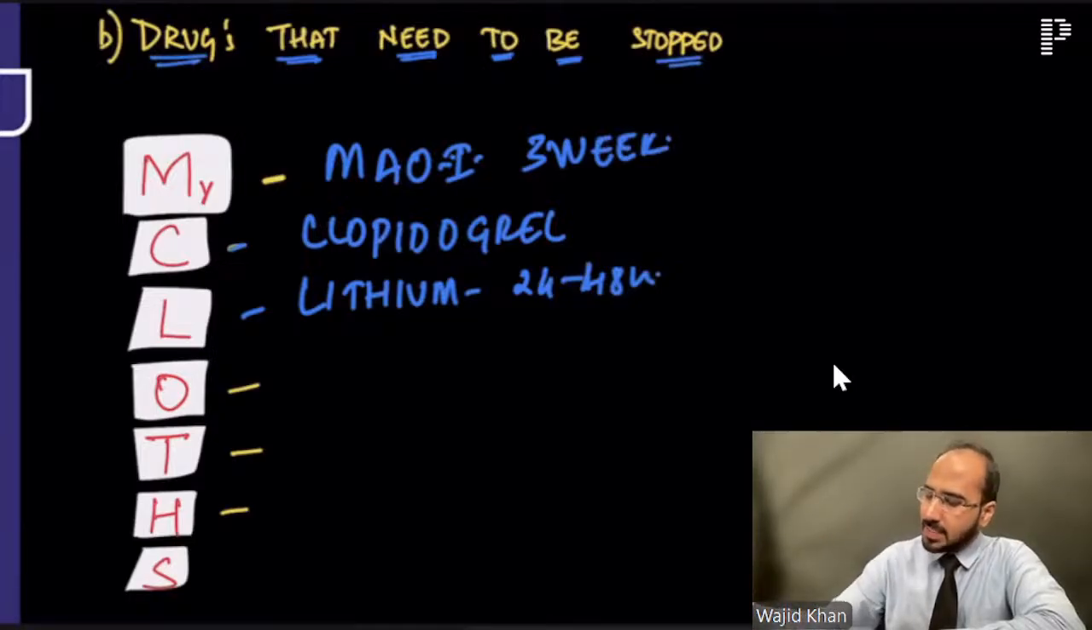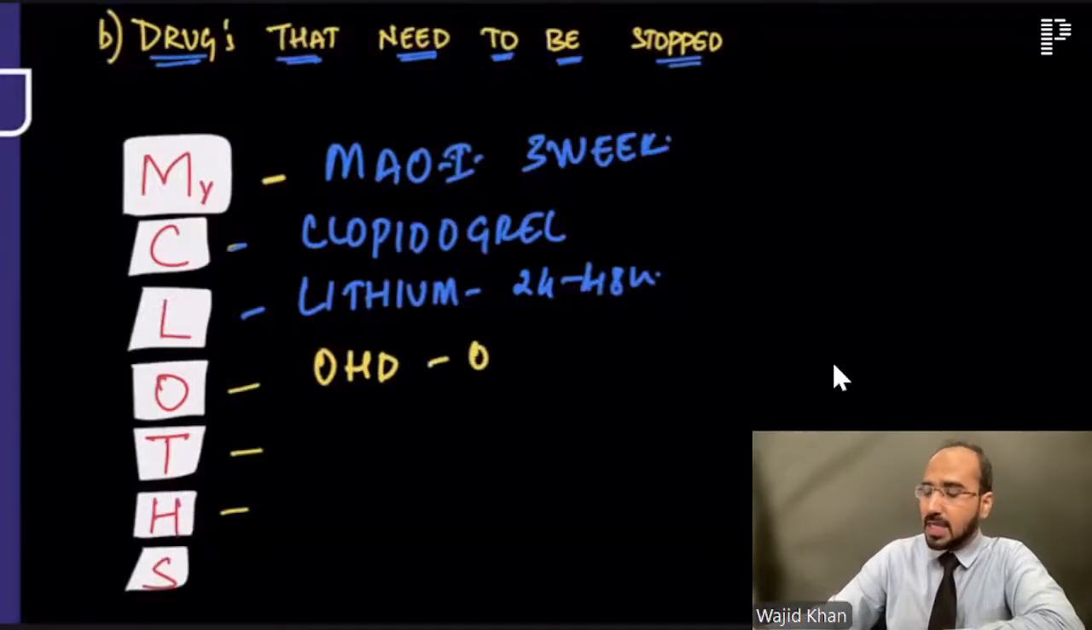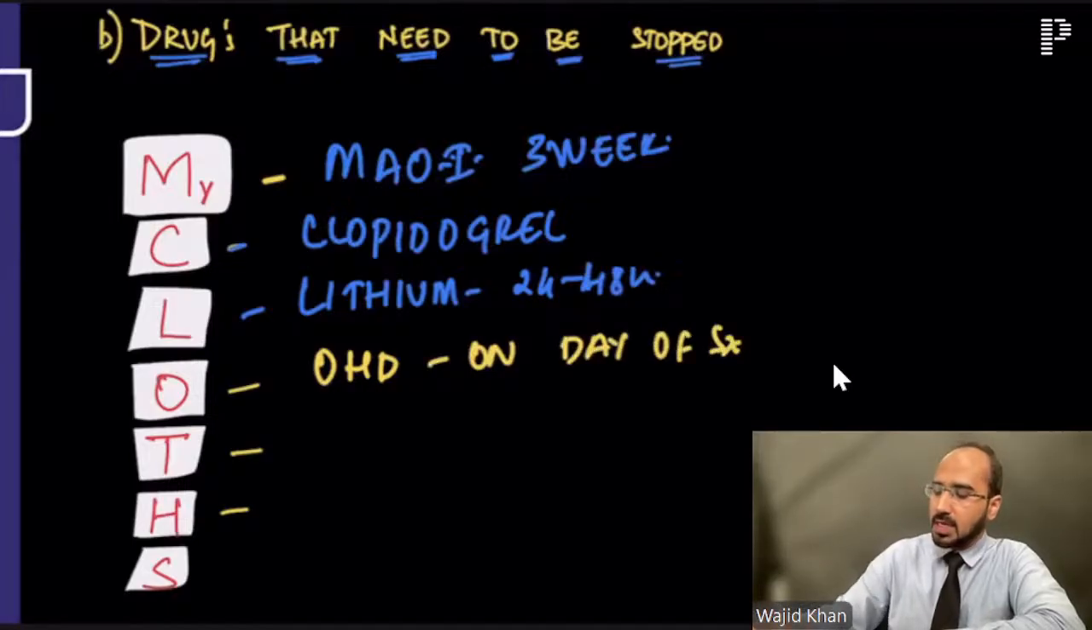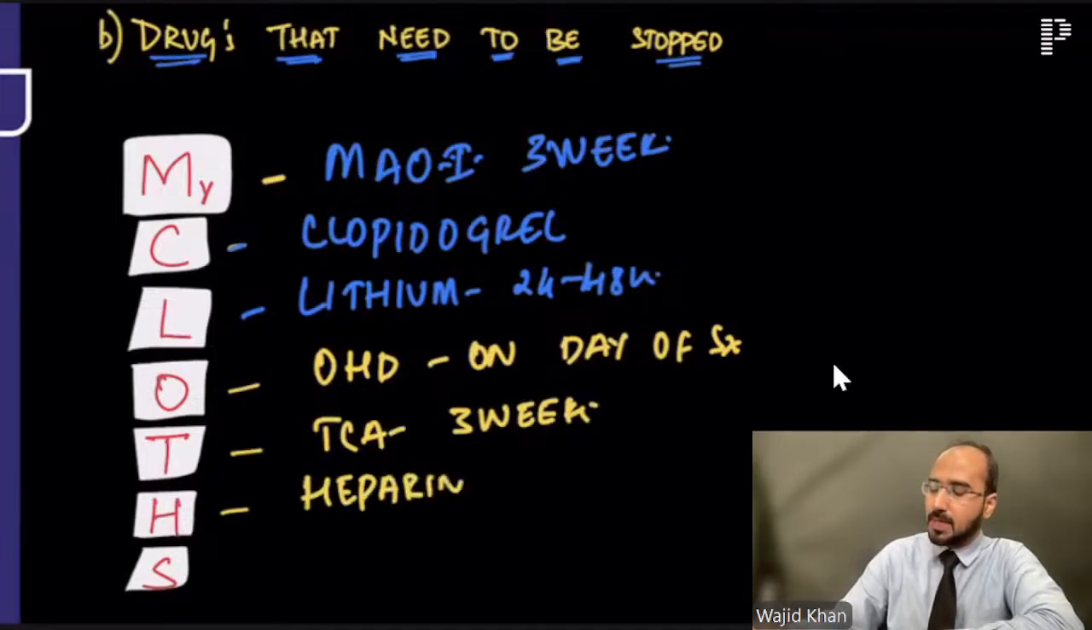Apart from lithium, we need to remember O. O stands for oral hypoglycemic drugs. That has to be stopped on the day of surgery. T stands for tricyclic antidepressants. They have to be stopped 3 weeks prior to surgery. H stands for heparin. Heparin has to be stopped at least 6 hours prior to surgery. And S stands for smoking.